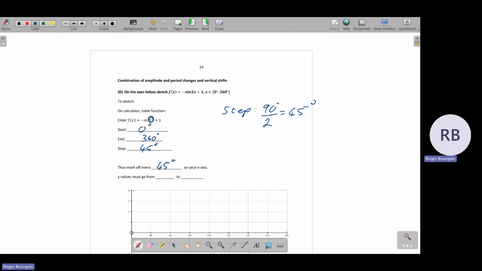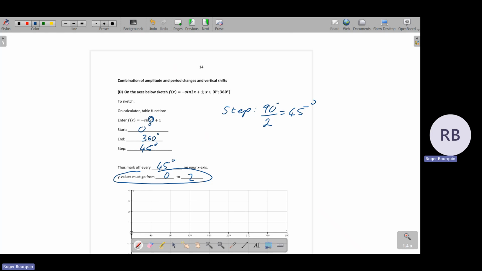And your y values must go from, don't worry about this too much, you'll see your calculator will spit that out for you. A normal sine graph goes 1 up, so it's going to go up to 2 and go down to 0. Okay, but you don't know that. The calculator will tell you that when you put it in table mode.